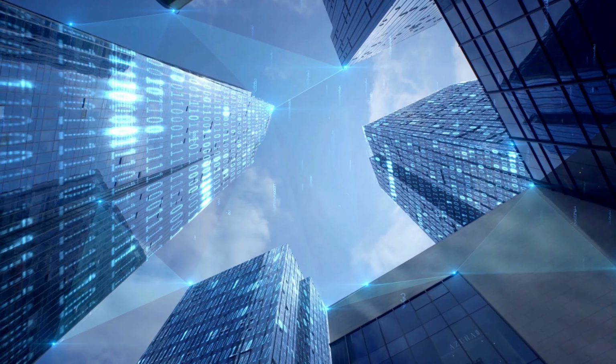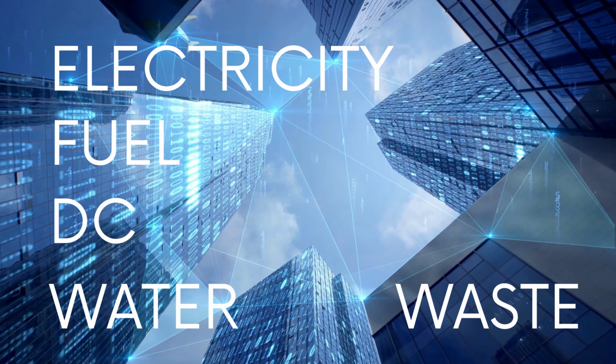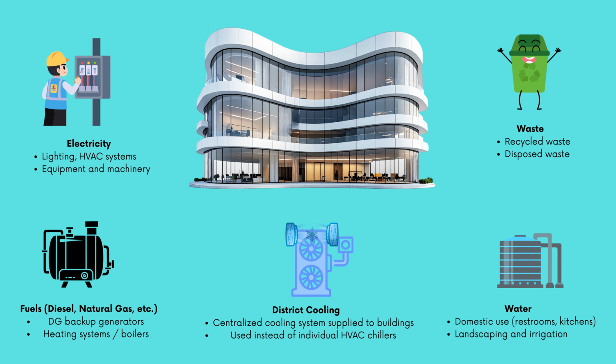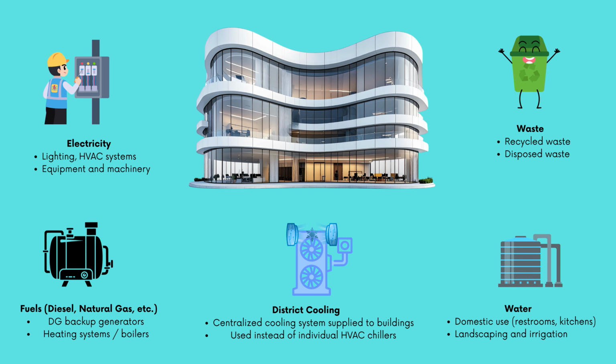Today, we are going to understand the process of data utility management. A building consumes multiple utilities. It uses electricity, fuels, district cooling, water, and also generates waste. All these utilities together form the base of your sustainability data. Now let's understand how this data actually flows.